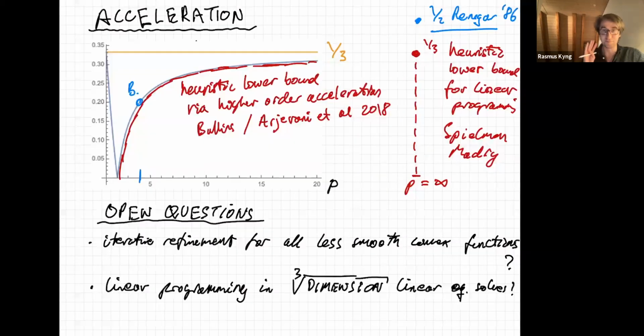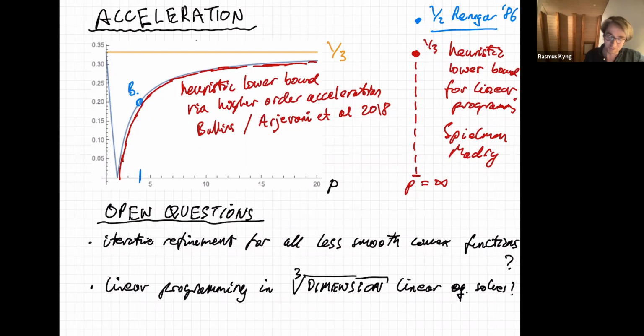So I think this leaves some very interesting open questions. One of them being, can you make iterative refinement work for all less smooth functions? We did it for p-norms, but I think it should be much more general than that. So try to make it work for all less smooth convex functions, not just p-norms. It's really just this idea that you look at a Taylor series expansion of your function and you do something about the last term, right?